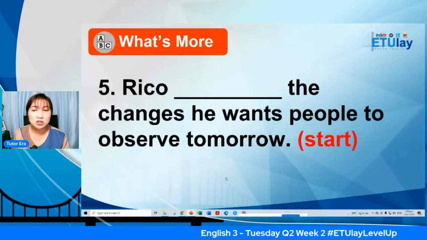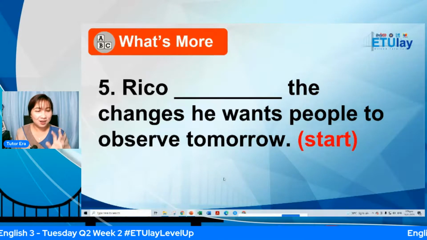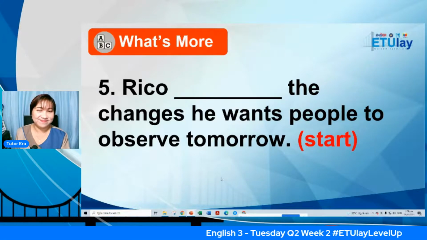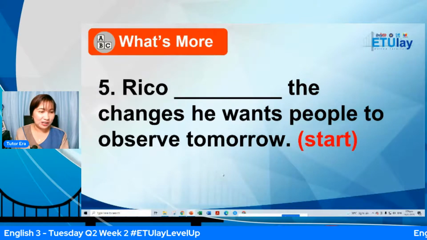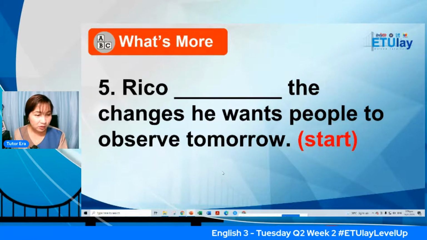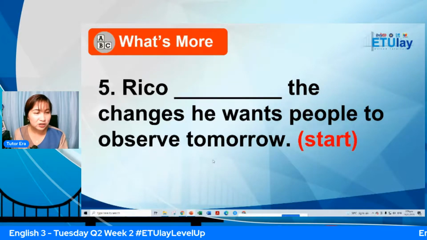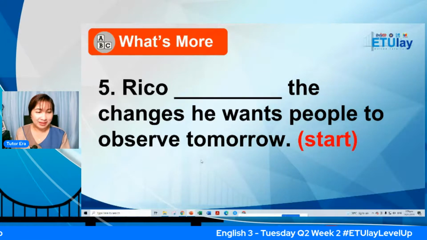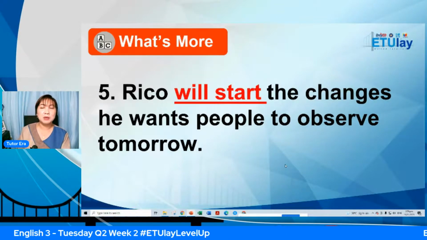Now let's have the last sentence. Rico blank the changes he wants people to observe tomorrow. The verb is start. What are the two possible answers to this sentence? Okay, for number 5, is going to show, according to Erich. According to Carlos, Desiree answered, will start. Argo Gutierrez said, will start. There you go. I like the comment that I can see in Argo's comment. All right. So the answer is Rico will start the changes he wants people to observe tomorrow.